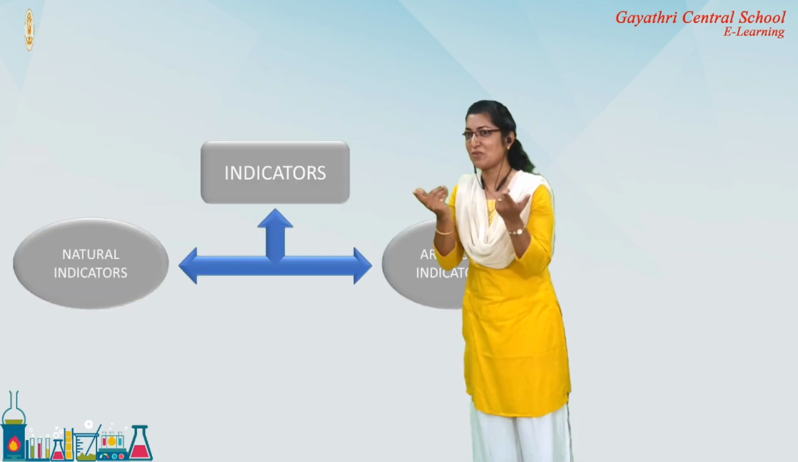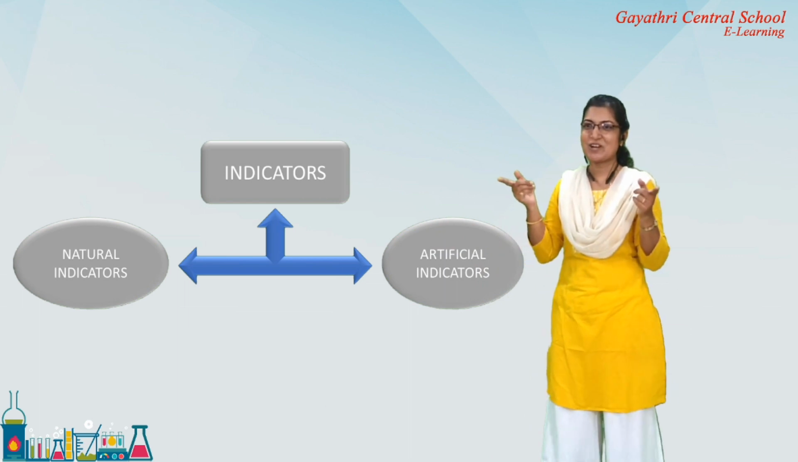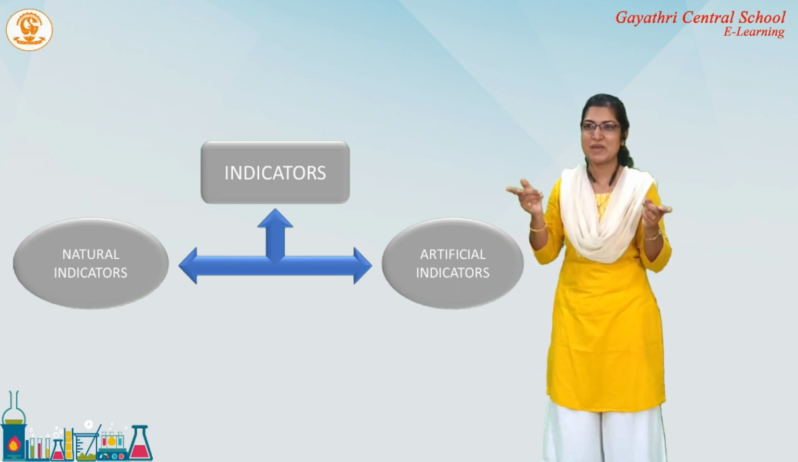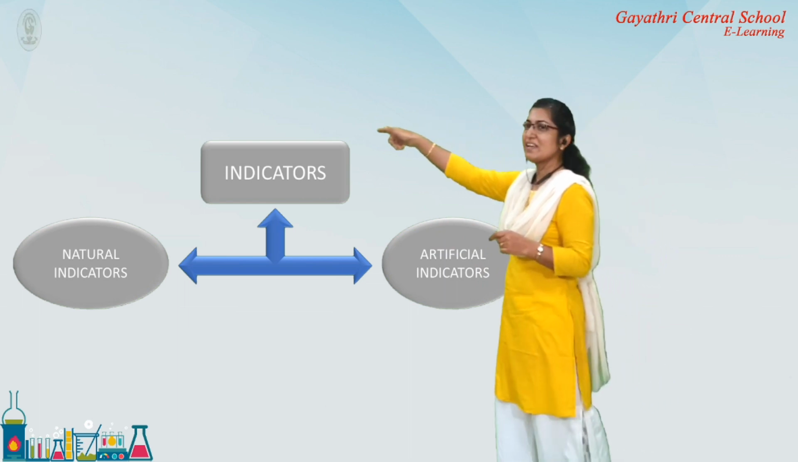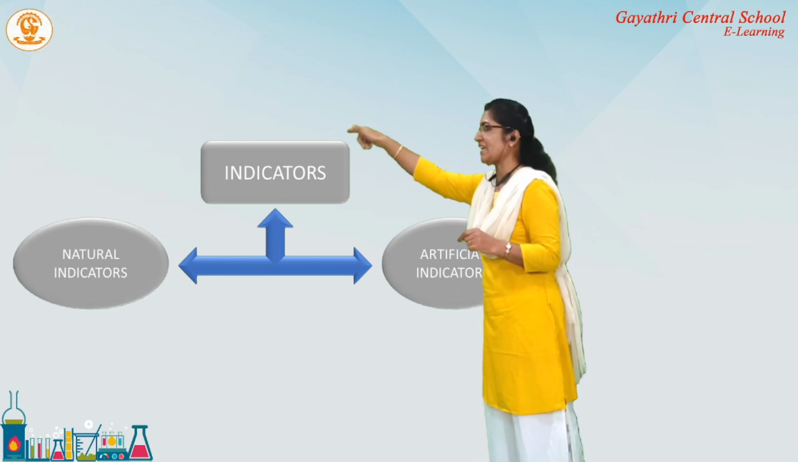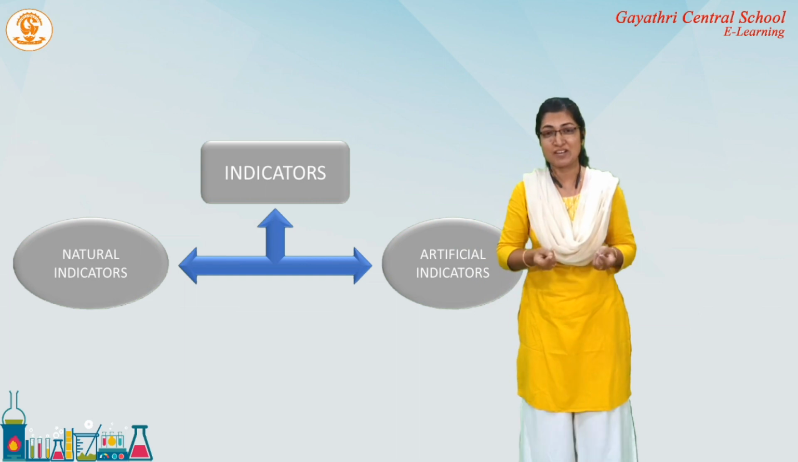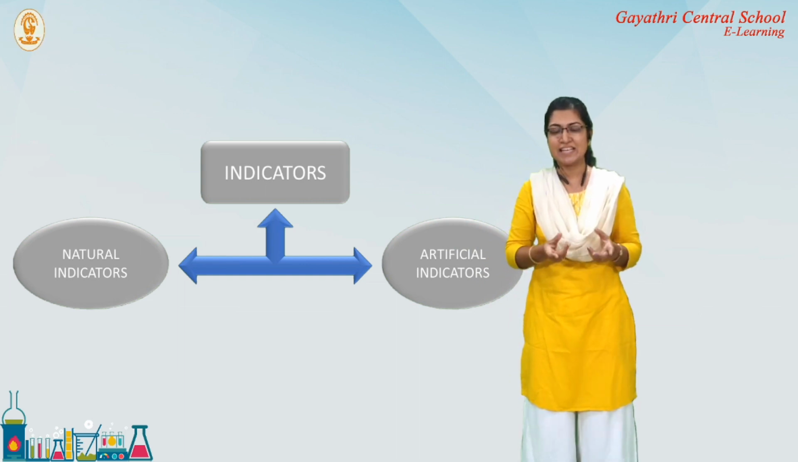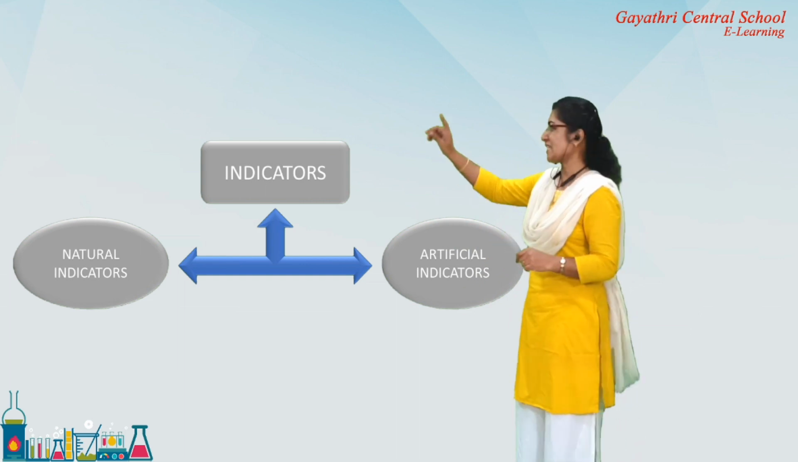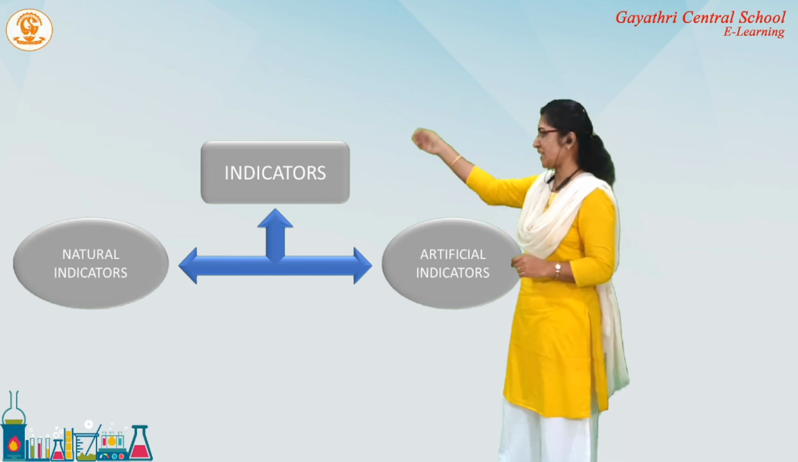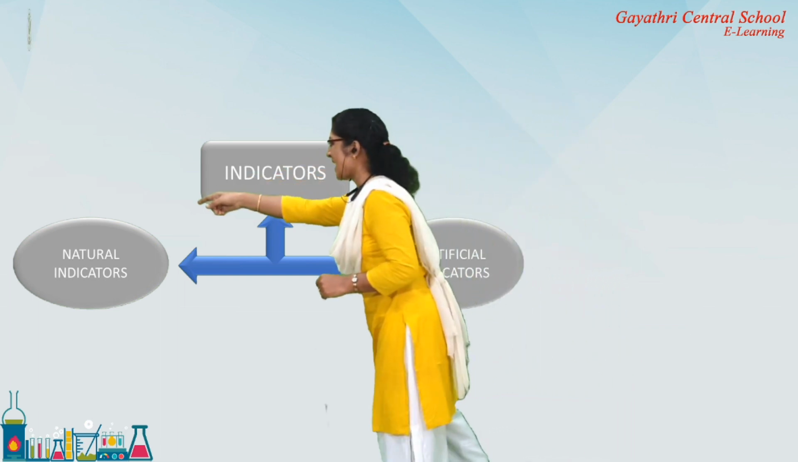Now, what substances are used for testing whether a substance is acidic or basic? Indicators. Indicators are substances which are used to check the nature of a substance, whether it is acidic or basic. There are two types of indicators. One we call natural indicators.